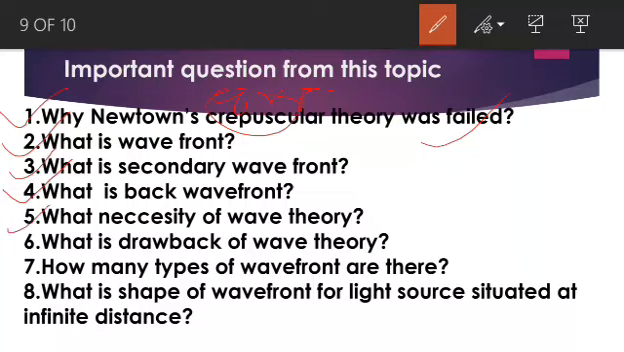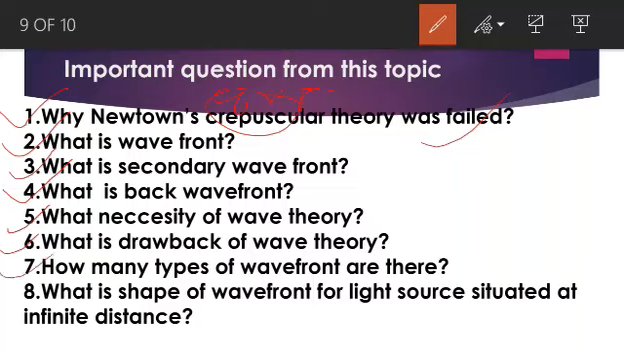Similarly, we also discussed the necessity of wave theory. So we have to give the reason for the failure of Newton's corpuscular theory and the necessity of the wave theory. And the sixth question: what are the drawbacks of wave theory? You have to explain that the polarization effect and the Compton and photoelectric effects could not be explained on the basis of wave theory. So this wave theory failed, and a new theory came into the branch of physics, which we will learn in our next class.